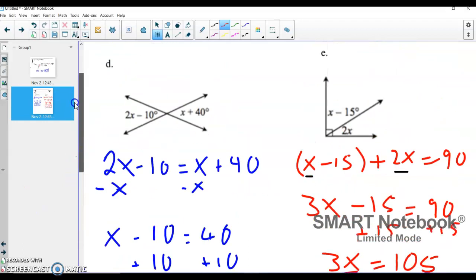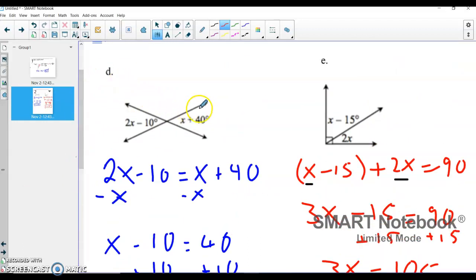Okay, so again, I can't emphasize enough, the key to these problems is knowing what the angle relationship is so I can set up the correct equation. In the first one, since they were vertical, I set the two equations equal to each other. In part E, since it was complementary, I added the two angles and set them equal to 90. So again, just make sure we know those angle relationships.